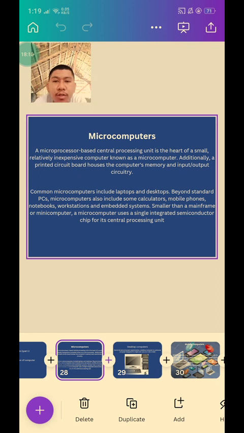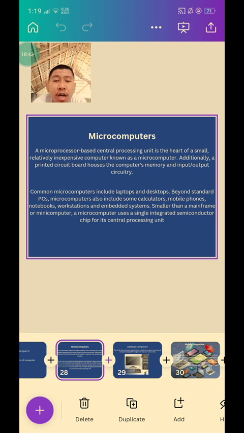Microcomputers have a microprocessor-based central processing unit at their heart. A small, inexpensive computer, a microcomputer has additional components on a printed circuit board, such as the computer's memory and input-output circuits. Common microcomputers include laptops and desktops. Beyond standard PCs, microcomputers also include some calculators, mobile phones, notebooks, workstations, and embedded systems smaller than a mainframe.